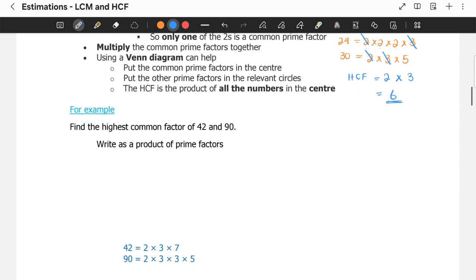So for example, we have another example which says find the highest common factor of 42 and 90. So we do the same thing. We have 42 and we have 90. So we're supposed to first find the prime factors. So number 1, I'm going to use the method of prime factors in this case. So first, prime factors.